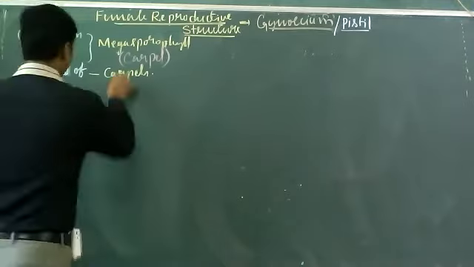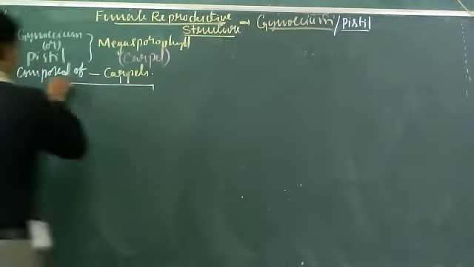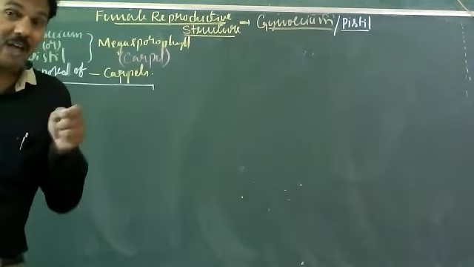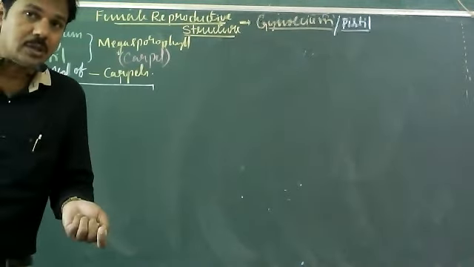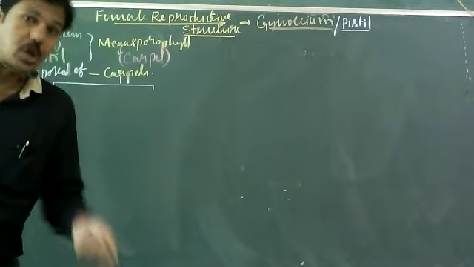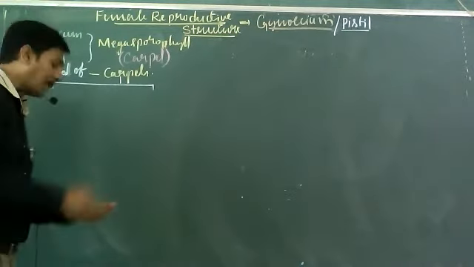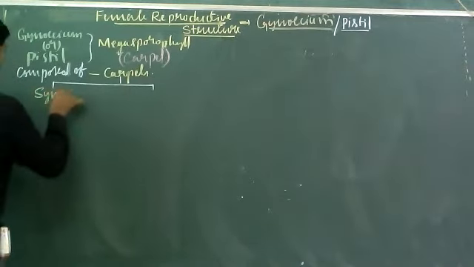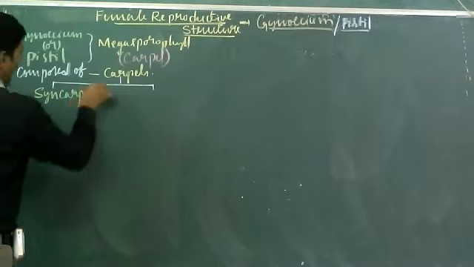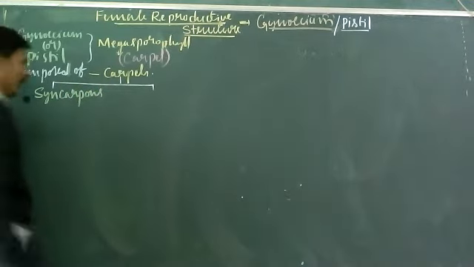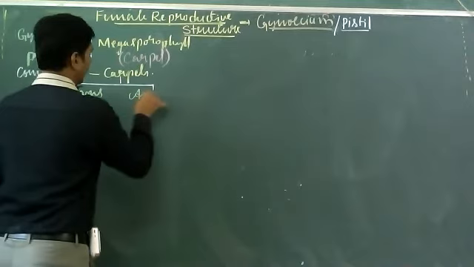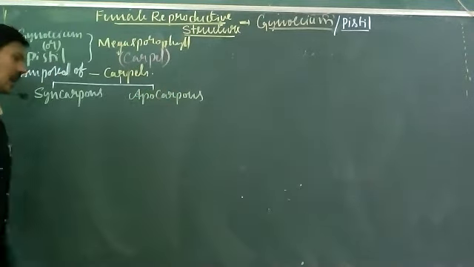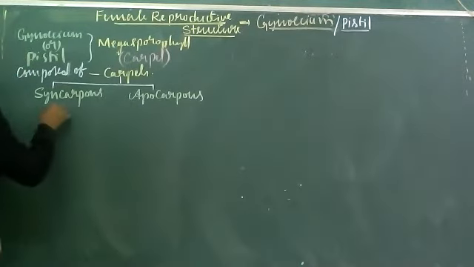Now, based on these carpels, let us see the gynoecium. In the gynoecium, the carpels may be fused or free. If the carpels are fused, that is syncarpous. If the carpels are free, apocarpous. Syncarpous, apocarpous. Here, carpels are fused.